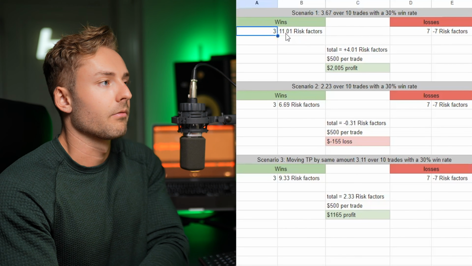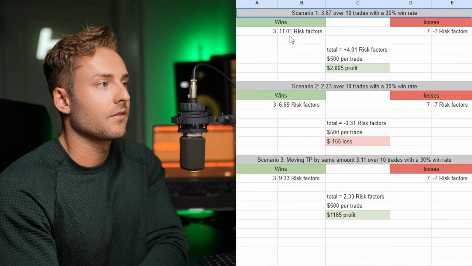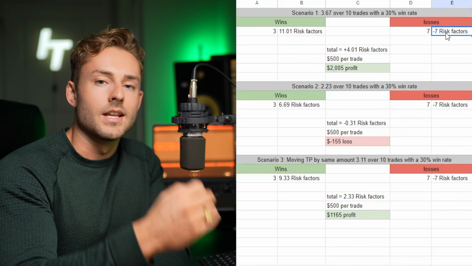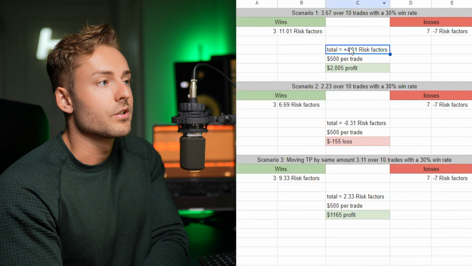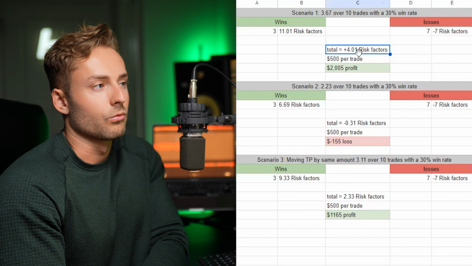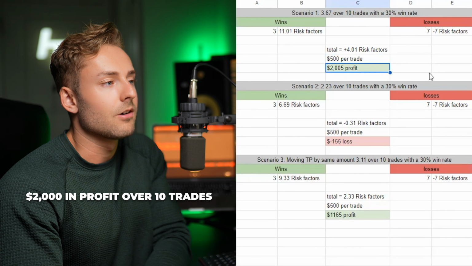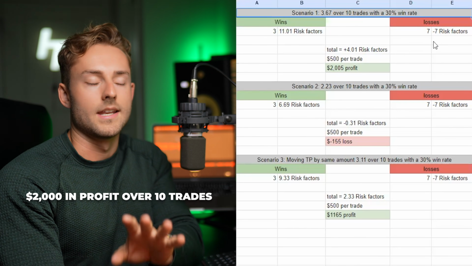Usually on the premium team, we're right about half the time, but say we're having a really bad week and we're only winning 3 out of 10 trades. Okay, that means we're gonna get 3 wins times this many risk factors. That's going to give us 11 positive risk factors minus the 7 negative risk factors for the loss. That's going to give us a net of 4 total risk factors. Say we're risking $500 on each trade the way I do. That's $2,000 in profit over 10 different trades.